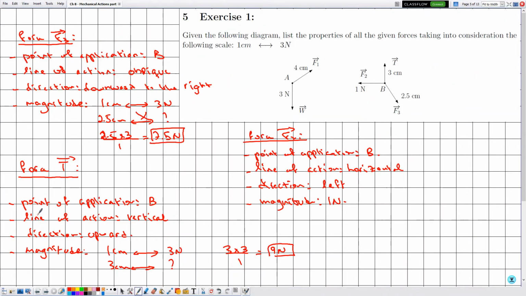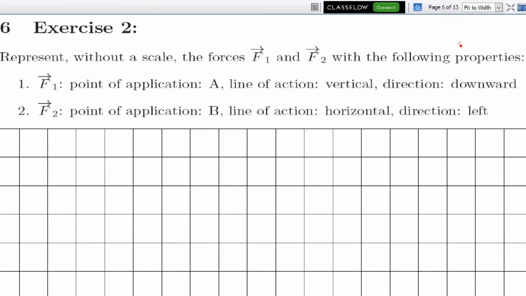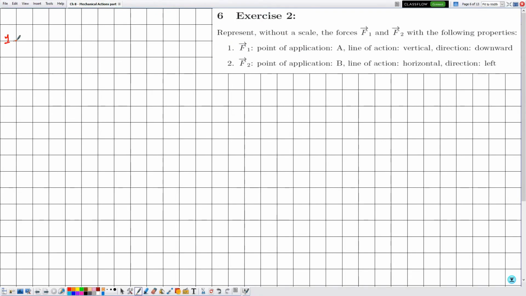Now let me move to the next exercise, which is exercise number 2. They are telling me to represent, without a scale, the forces F1 and F2 with the following properties. Without a scale means that we are not interested in the length of the vector, which represents the magnitude, and we are only interested in the point of application, line of action, and direction.